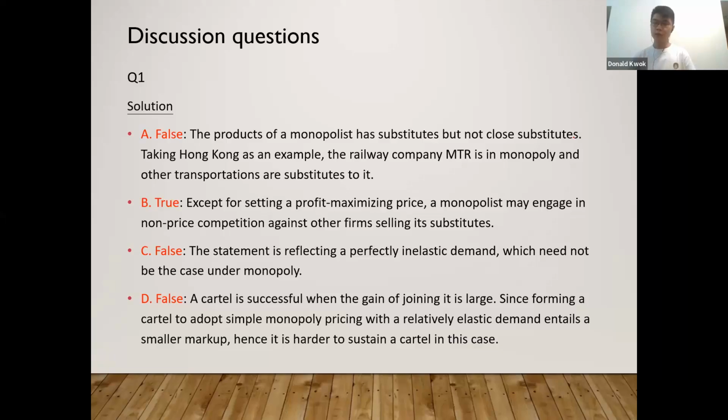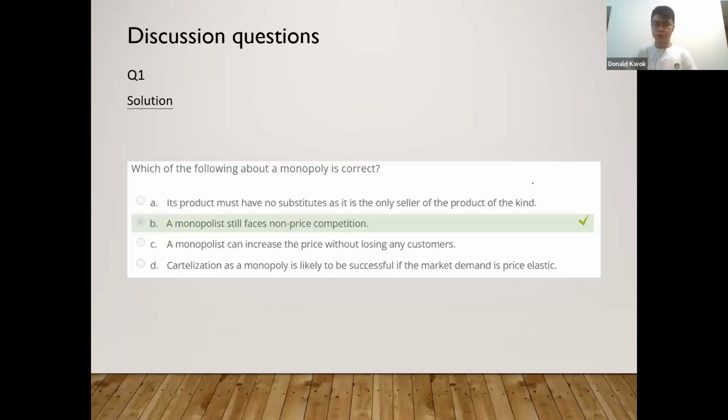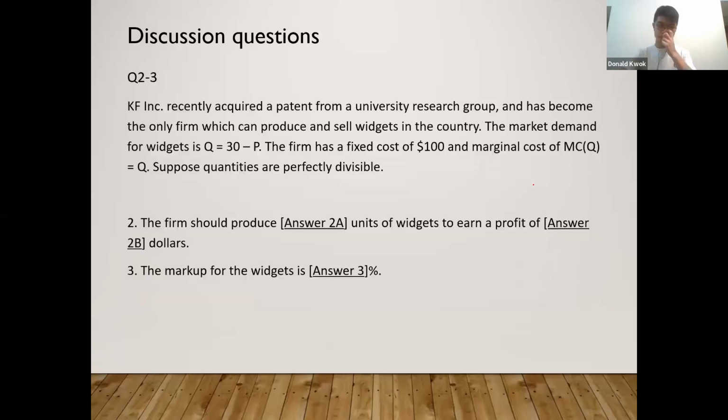So if you learn a little bit about market structure in high school, then you know that the market structure with a few dominating firms is oligopoly. And you will learn more about the idea of cartel or cartelization if you take intermediate microeconomics in the future, in a topic about oligopoly or game theory. Yeah, so that's all for this one, and we'll move on to question 2 and 3.